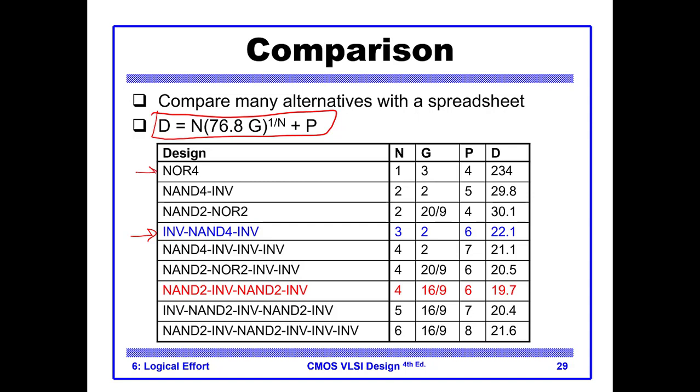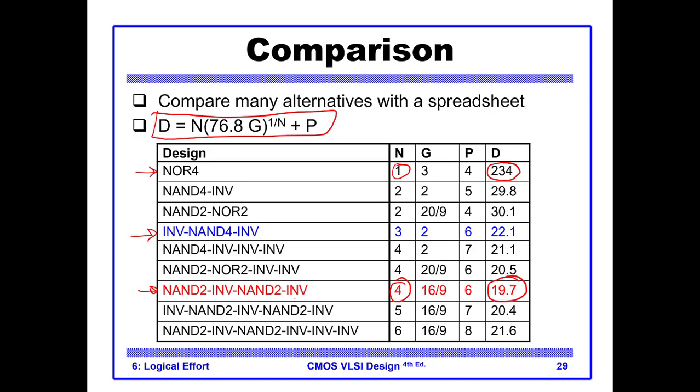For example, one option can be that we use a single stage with a 4 input NOR gate, and if you calculate, the delay is huge. Okay, this one is also interesting: if you use a 2 input NAND gate in the first stage, followed by a NOT gate in the second stage, followed by another 2 input NAND gate in the third stage, followed by an inverter in the fourth stage.